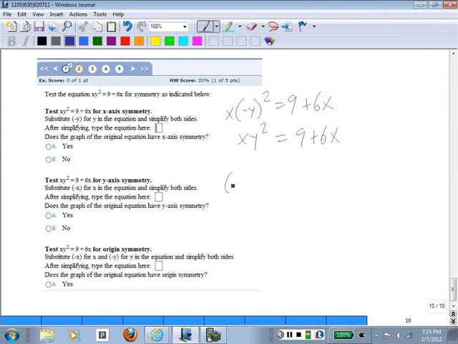Substitute negative x for x. Negative xy squared equals 9 minus 6x. It's not identical to the original. What if we multiply both sides by negative 1? What would that do? xy squared equals negative 9 plus 6x.